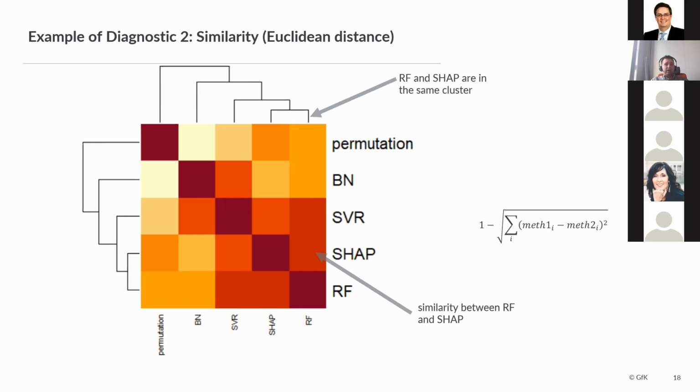Additionally, we can use hierarchical clustering to create groups of similar methods. The dendrogram on the top and on the left shows how we can cluster these approaches. The matrix is symmetric, so looking at the columns is sufficient. Shap and random forest are the most similar. The next one is Shapley value regression.